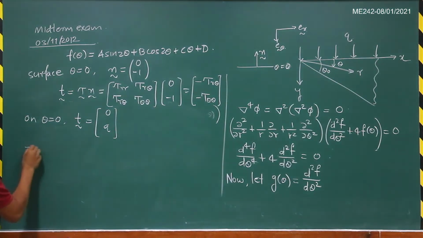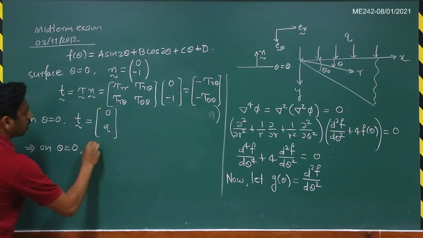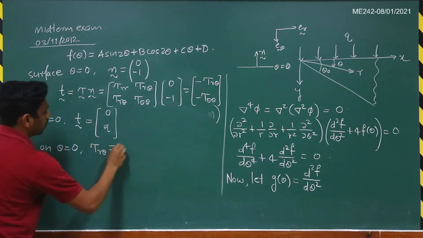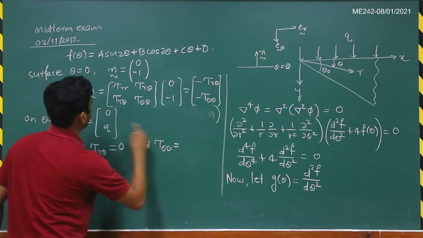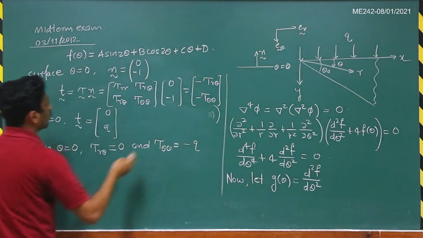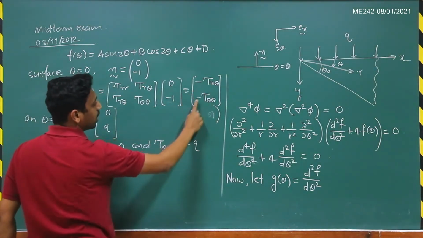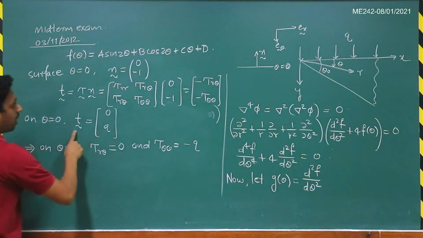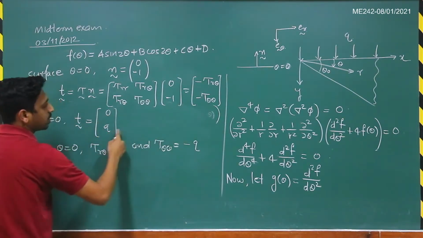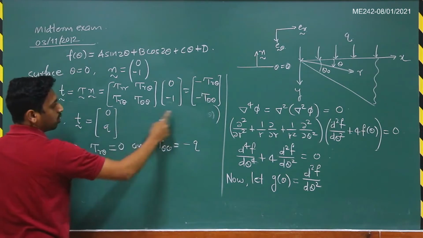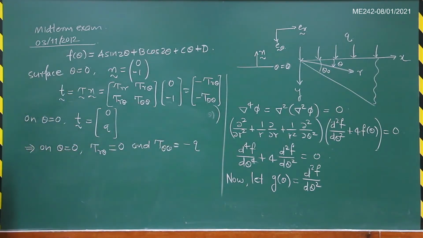So this implies on theta equal to 0, from the Cauchy relation we have these components as minus tau r theta and minus tau theta theta, and from the applied load we have this traction as 0 and q. If we equate these, we get tau r theta equal to 0 and tau theta theta equal to minus q on the surface theta equal to 0.